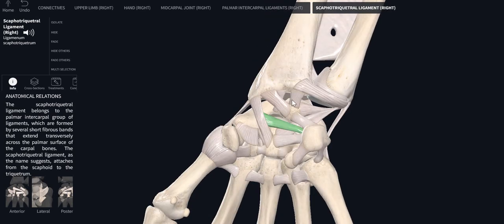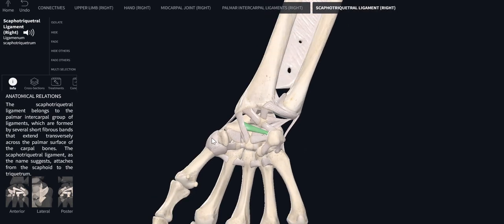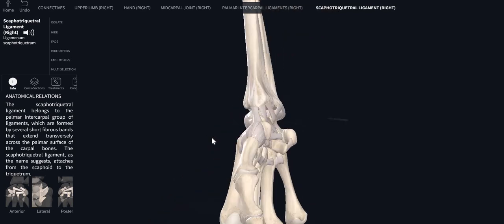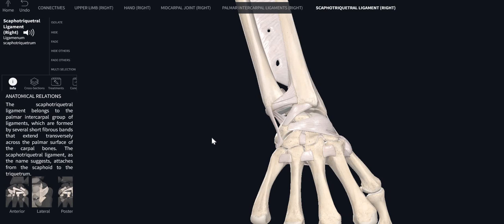Extension is another movement of this wrist joint. It is carried out by the extensor carpi radialis. These are the muscles at the back. It is carried out by extensor carpi radialis brevis and longus, and extensor carpi ulnaris as well. Other extensors in the posterior forearm also help with extension of the hand or the wrist joint, such as the extensor digitorum, indicis, digiti minimi and pollicis longus.